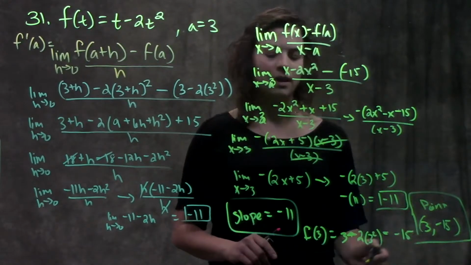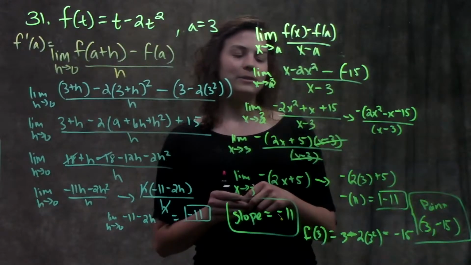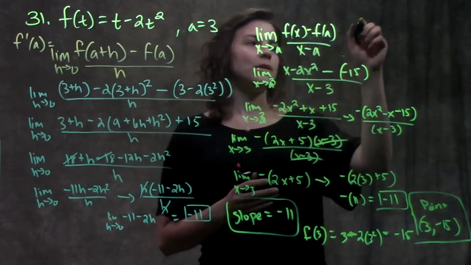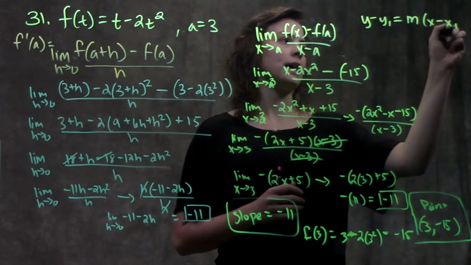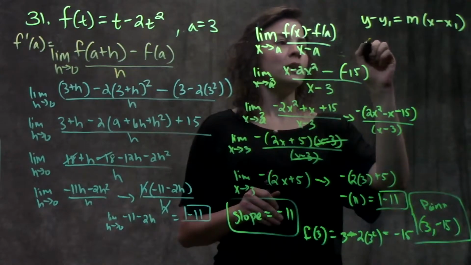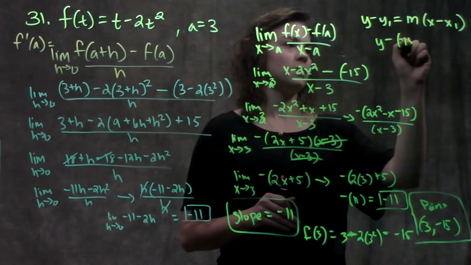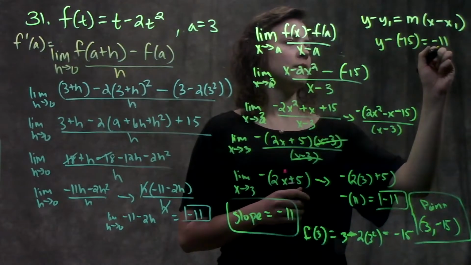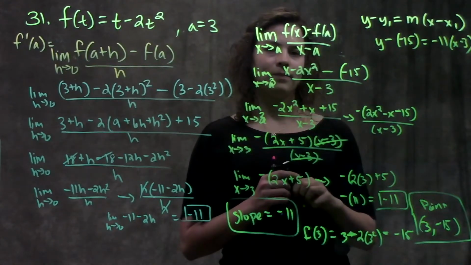Alright, here's our point. There was our slope. Now we're just going to put these two things together and make the equation of our line. There's a couple different equations of lines that you can use. Probably the easiest one is y minus y1 is equal to m times x minus x1. Here you just plug in your x's, your y's, and your m, or your slope. So for your y's, you have y minus our y value, which is minus 15, equals m, which is our slope, which equals negative 11 times x minus our x value, which was 3.